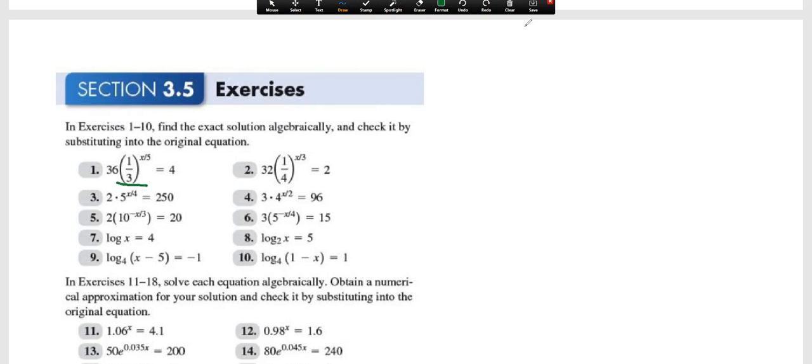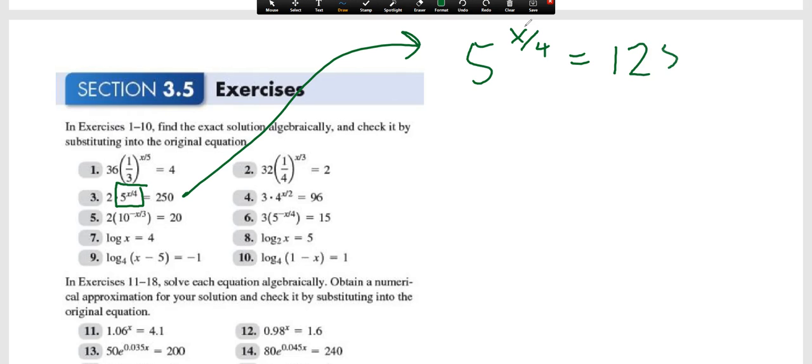Question 3. We want the 5 to the x over 4 to be by itself. What are you going to do? Divide by 2. Excellent choice. So 5 to the x over 4 equals, if only we knew what 250 divided by 2 was. 125. First I thought you said 425, but then I realized I just misheard. Okay.